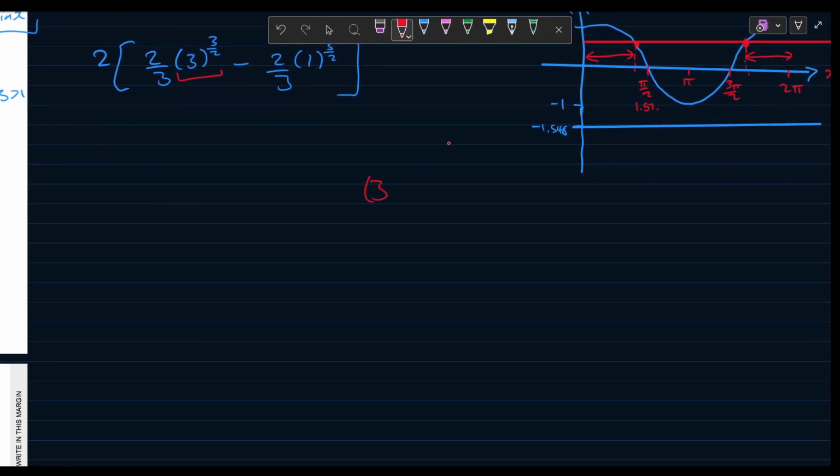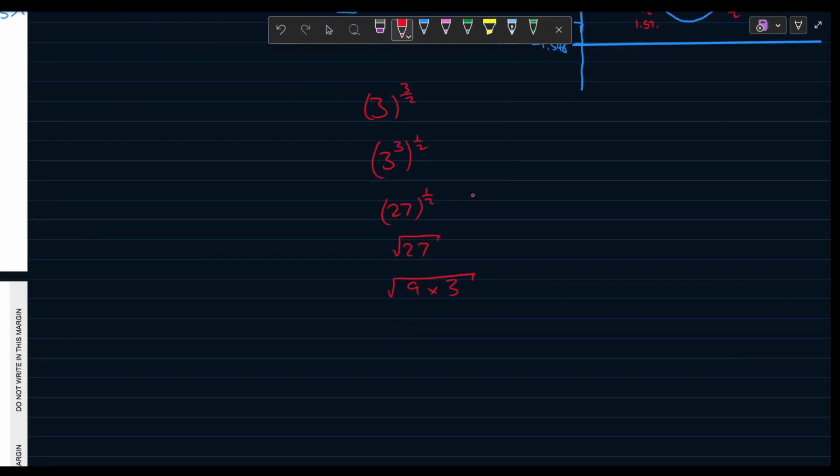So we've got 3 to the 3 over 2, which I can write as 3 cubed times to the power half, because 3 times half is still 3 over 2. Okay, and we know that 3 cubed is going to be 27. So this is 27 to the half, which is just root 27. And we can write this as root 9 times 3. So root 9 times 3 can be split. You can split your square root sign so that it's square root 9 times square root 3. This only works for multiplication. Do not try this for addition. It does not work that way.